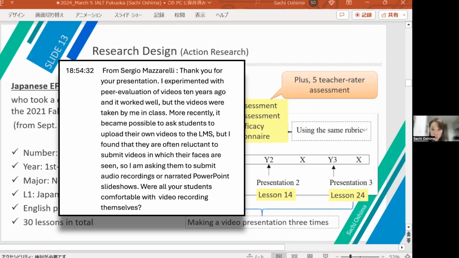I experimented with peer evaluation of video 10 years ago, and it worked well, but the videos were taken by me in class. More recently, it became possible to ask students to upload their own video to the LMS, but I found that they are often reluctant to submit video in which their faces are seen, so I'm asking them to submit audio recordings or narrated PowerPoint slideshows. Were all your students comfortable with video recording themselves?